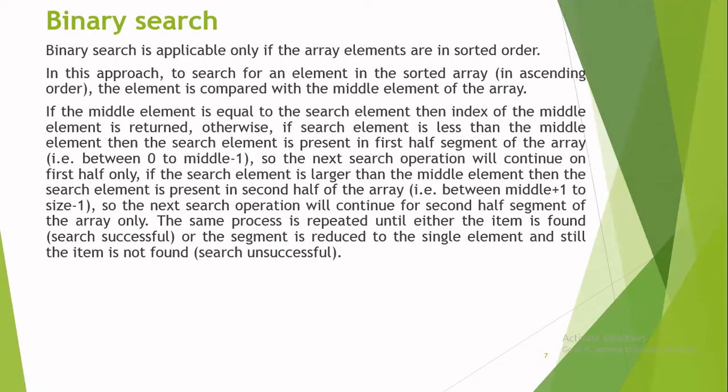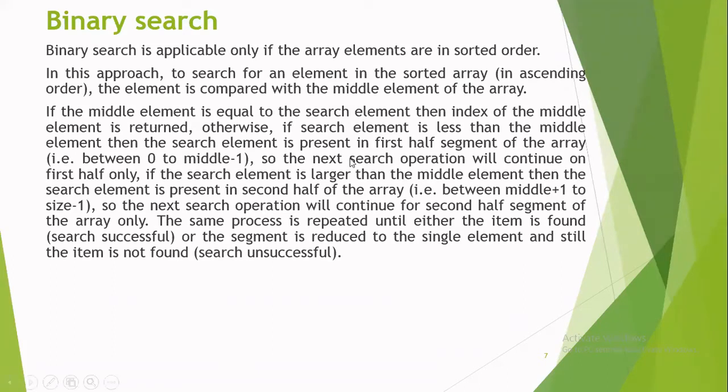Let us now discuss the binary searching technique. The linear searching technique is more appropriate if you are searching for an element in an unsorted list. Suppose the list is sorted, then the linear searching technique will take more time to find out whether the element is present in the list or not. In that scenario, you can use the binary searching technique. Binary search is applicable only if the array elements are in sorted order. So this is the constraint. If you want to apply the binary searching technique on a list, the list should be sorted.